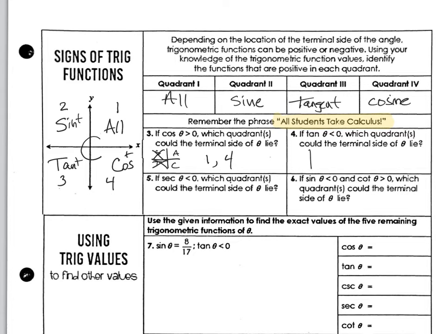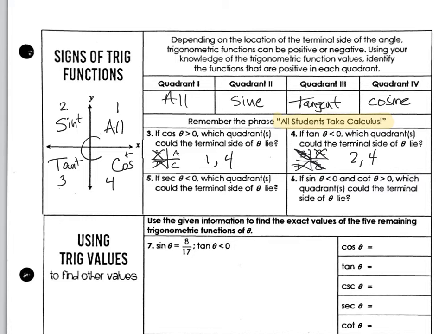If the tangent is negative, all students take calculus. So the tangent is positive here and here if we do it that way. So the tangent is negative in these two quadrants, which is quadrants 2 and 4.